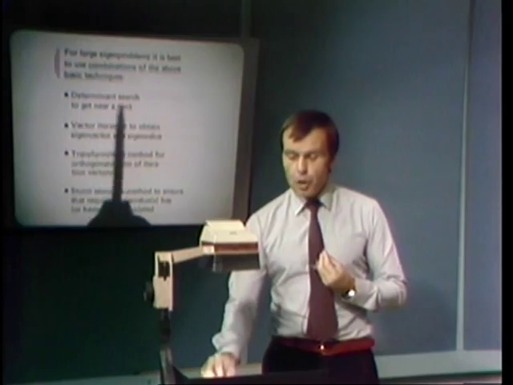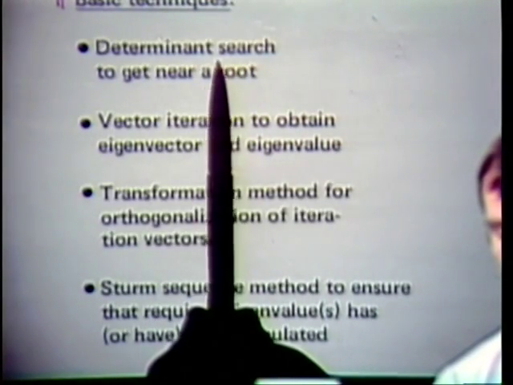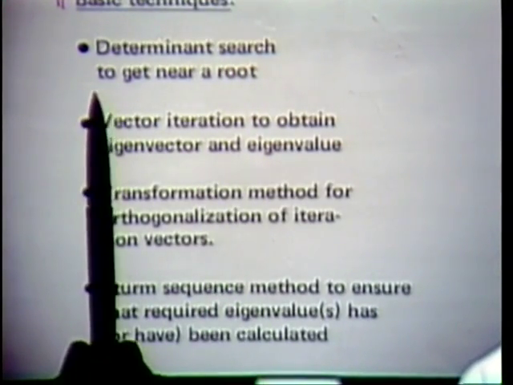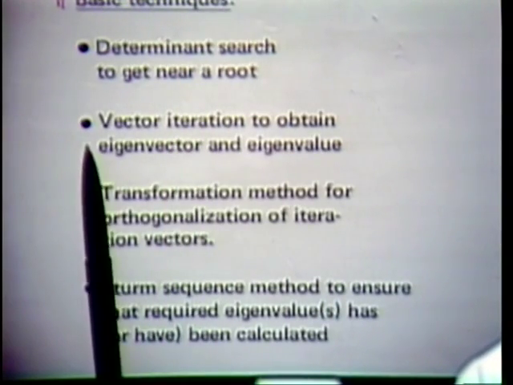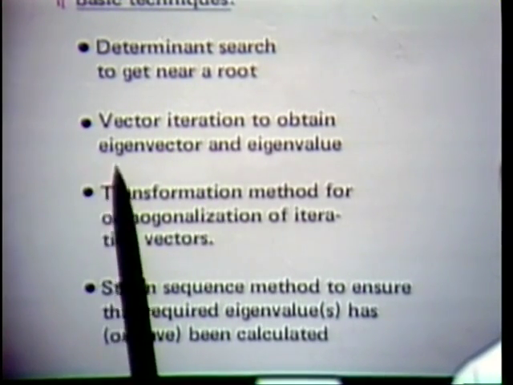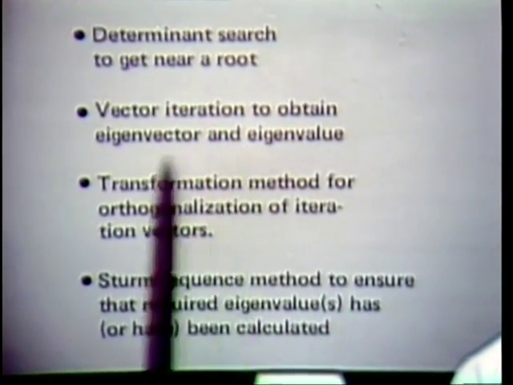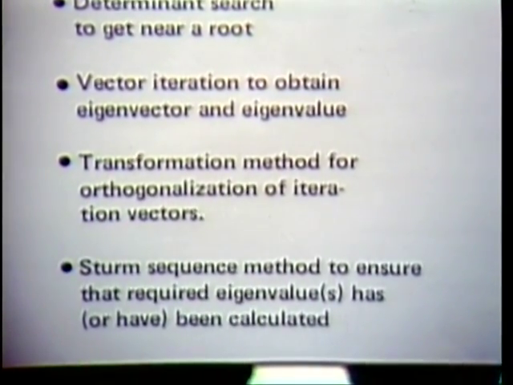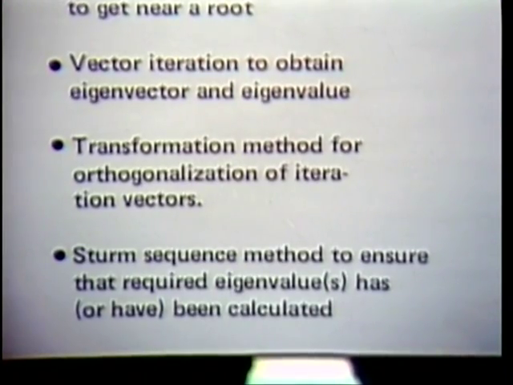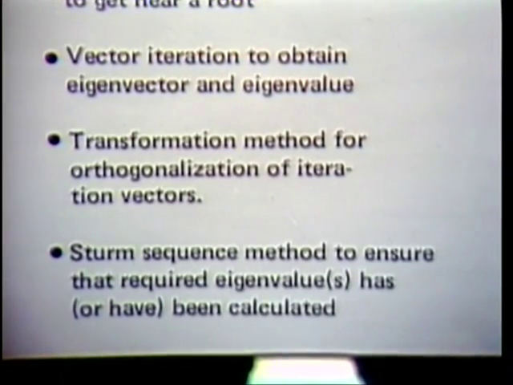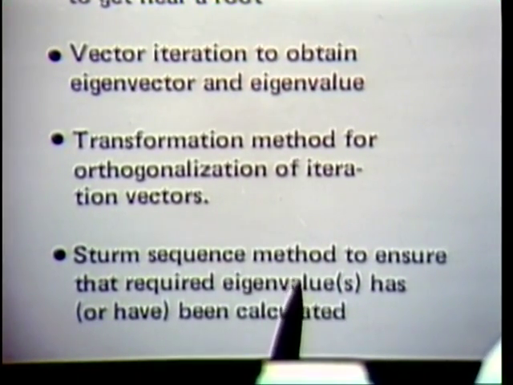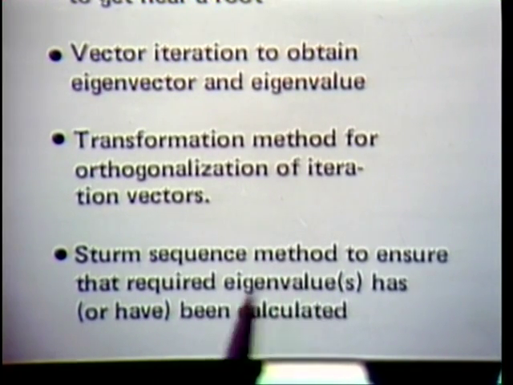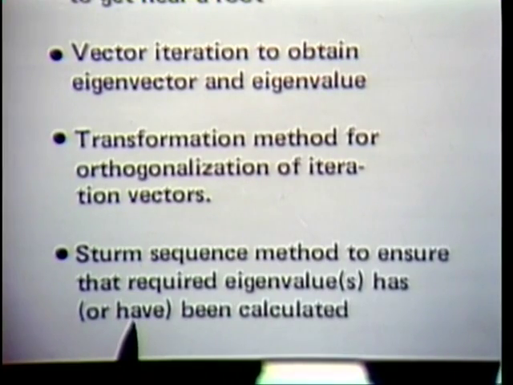First of all, a determinant search, a polynomial iteration method, would be effective to get near a root. Vector iteration then could be used to calculate an eigenvalue and an eigenvector. The transformation methods would be good to orthogonalize the current iteration vectors if we iterate with more than just one vector. And the Sturm sequence method is extremely powerful to assure that we have actually calculated the required eigenvalues and eigenvectors.